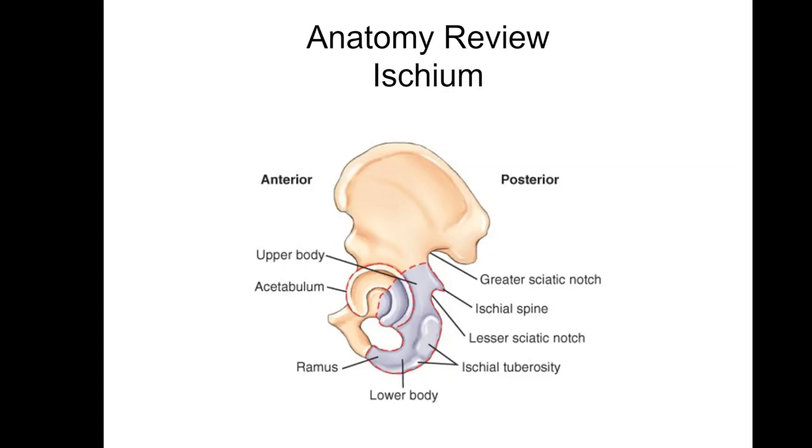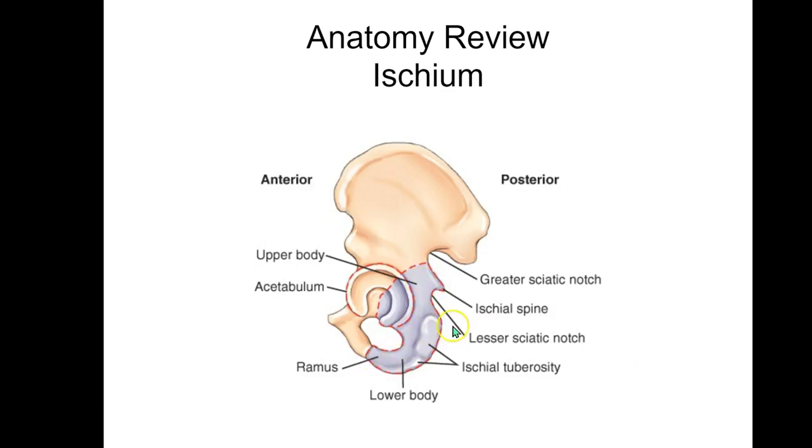Good? Okay. Let's talk about the ischium next. So here, the ischium is highlighted in purple. The ischium is the part of the hip bone that lies inferior and posterior to the acetabulum. So remember, this is posterior, this is anterior. Each ischium is further divided into a body and a ramus. So here's body and here's ramus.